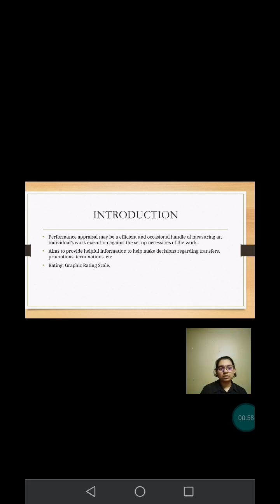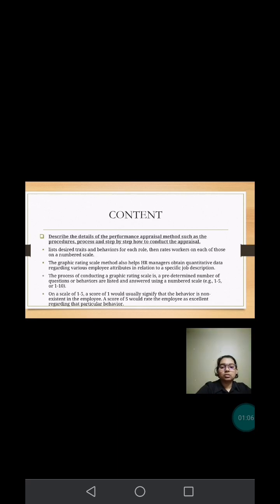My report will be based on only one performance appraisal method, which is the graphic rating scale. Okay, next to the contents. The content is firstly to describe the details of the performance appraisal method, such as the procedures, process, and step by step how to conduct the appraisal. But what I did about the process.